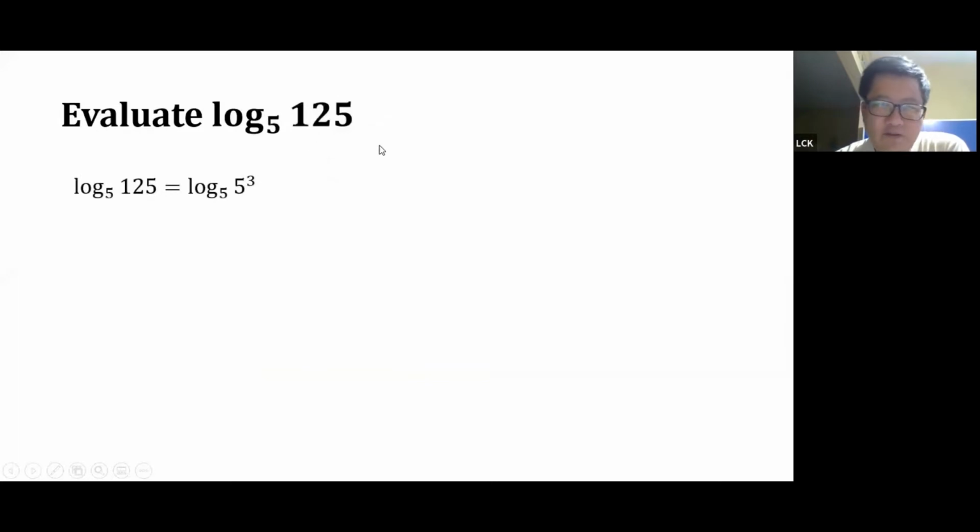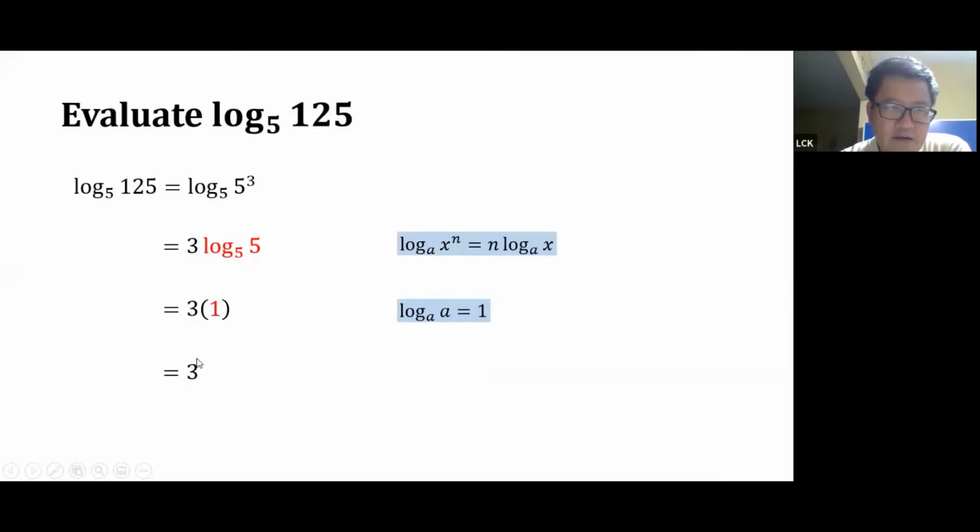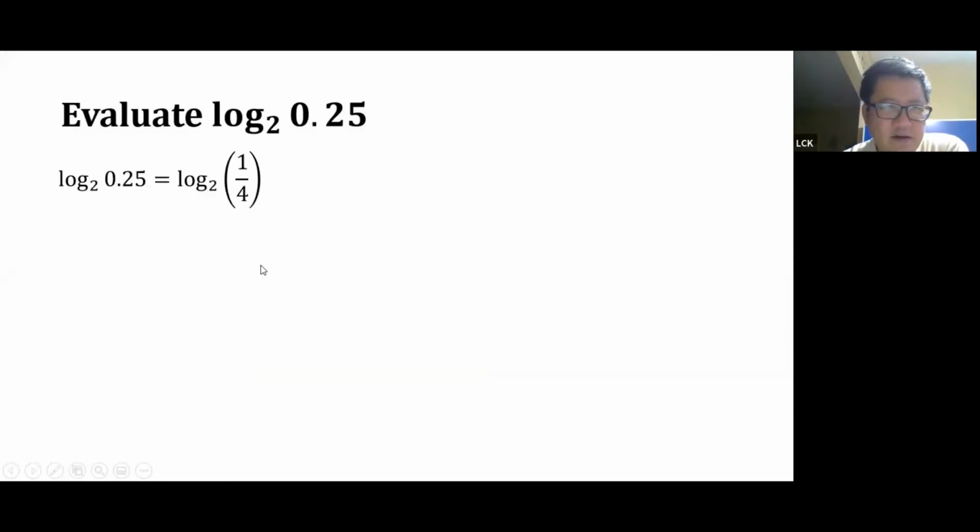Now evaluate log base 5 of 125. 125 is 5 to the power of 3. Bring that down, so that's 3 log base 5 of 5, and that is 1. So here it is just 3. You really have to have all these at the tip of your fingers.